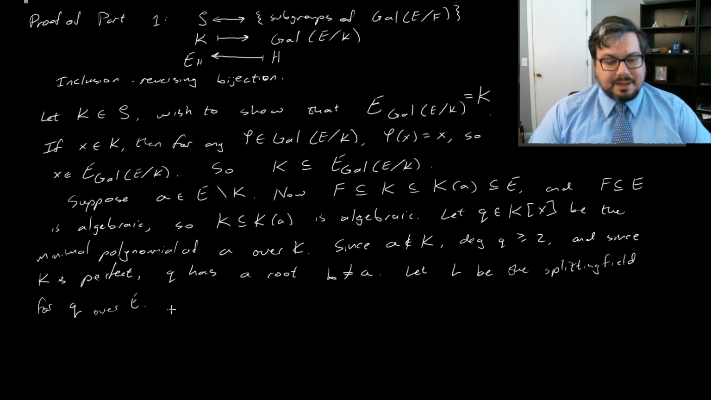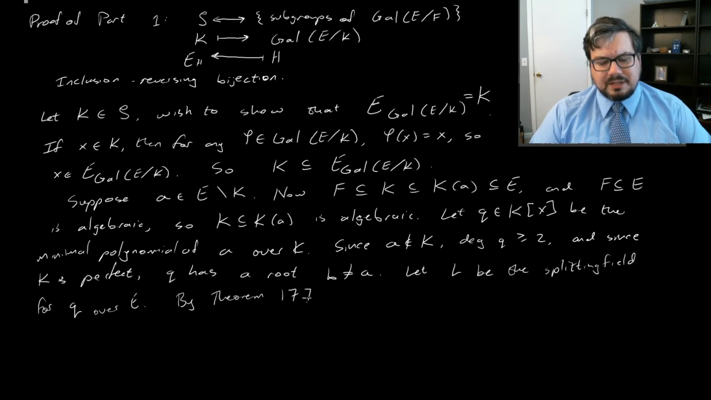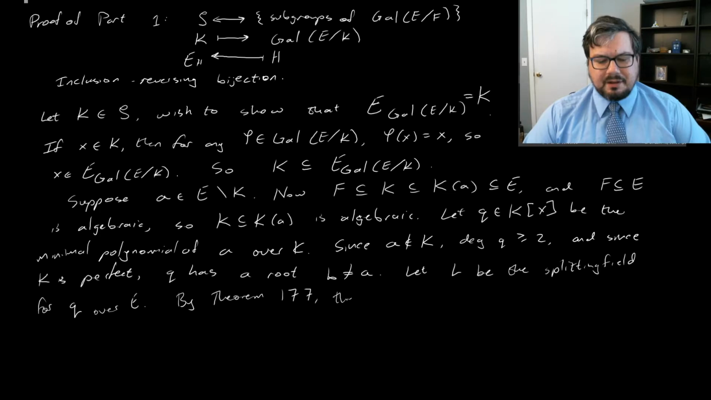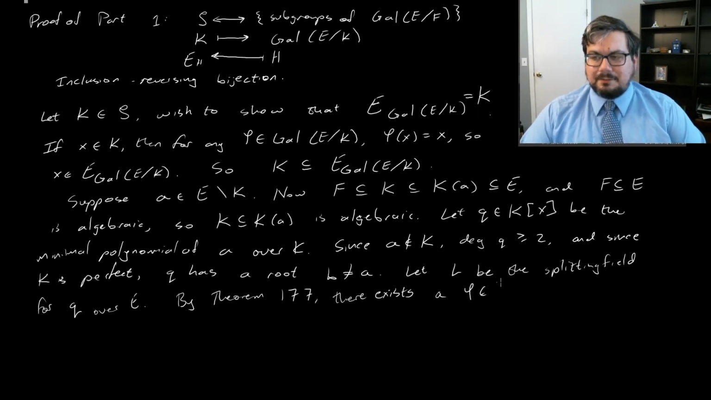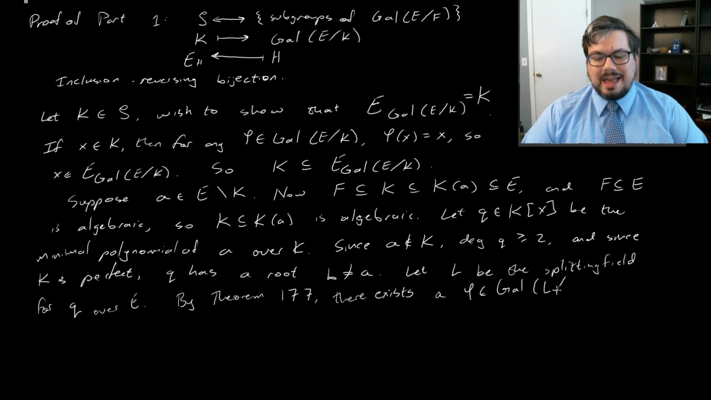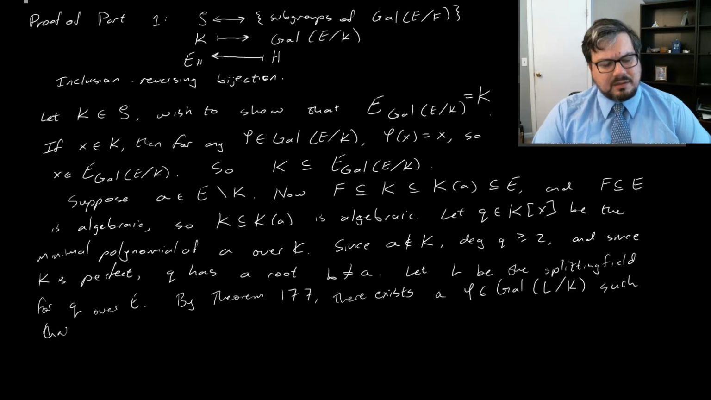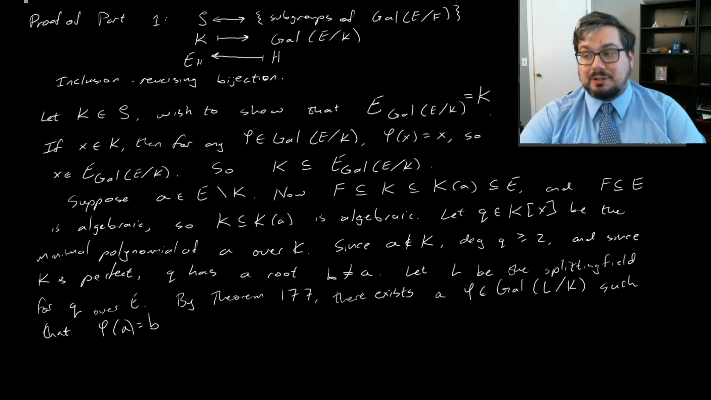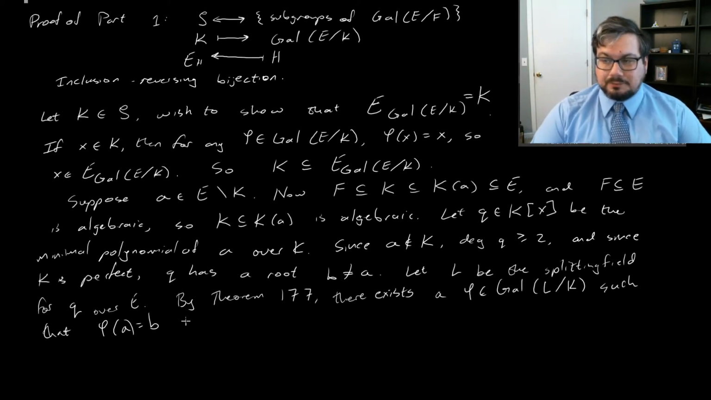So, by Theorem 177, there exists an element phi in the Galois group of L over K, such that phi of a is equal to b, because they are the two roots of an irreducible polynomial.